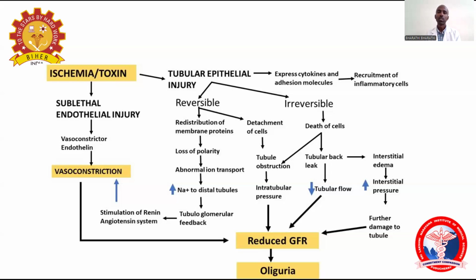And in case of irreversible tubular epithelial injury, there is death of cells. This death of cells will cause tubular obstruction, increase in the intratubular pressure, and reduce the GFR. They also cause tubular back leak and decrease in the tubular flow, and reduce the GFR. They will cause interstitial edema, increase in the interstitial pressure, which will result in the damage of more tubules and reducing the GFR. So they all ultimately result in oliguria.